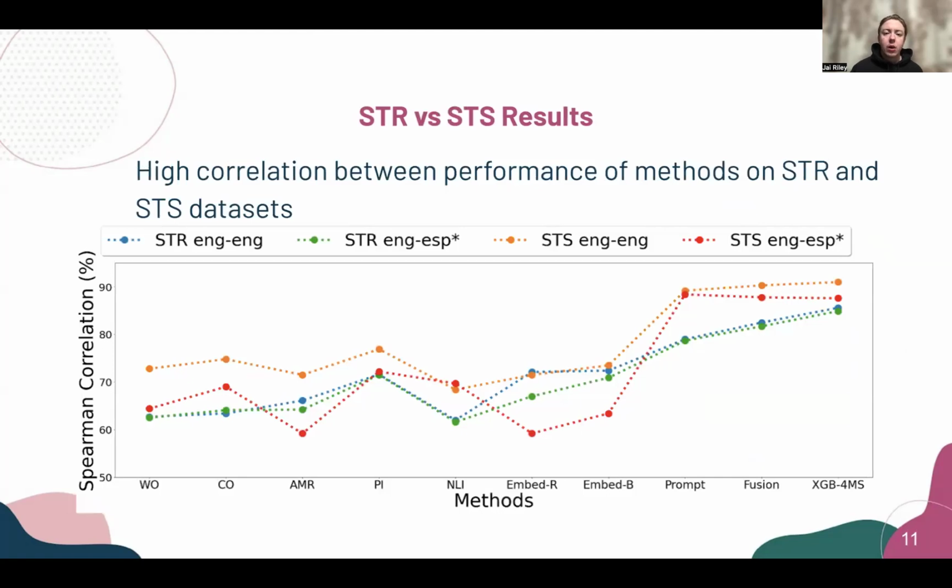All right, so now we're going to take a look at STR versus STS. So this is actually going to go back to our first hypothesis, which was that similarity is a special case of relatedness. So as we look at these here, we can see at the bottom, we have all of our different methods, and then on our y-axis, we have our Spearman correlation. So first, we're going to be looking at the STR English to English. Then we are looking at STR English to Spanish. And then we are looking at STS English to English and STS English to Spanish. So we're going to be doing a little cross-lingual comparison here, but we are also going to be looking at data sets both in relatedness and similarity. And as we can see at these lines here, we have a really high correlation between the performance of our methods for the relatedness versus our similarity. And we believe that this correlation is evidence for our hypothesis that similarity is really a special case of relatedness.